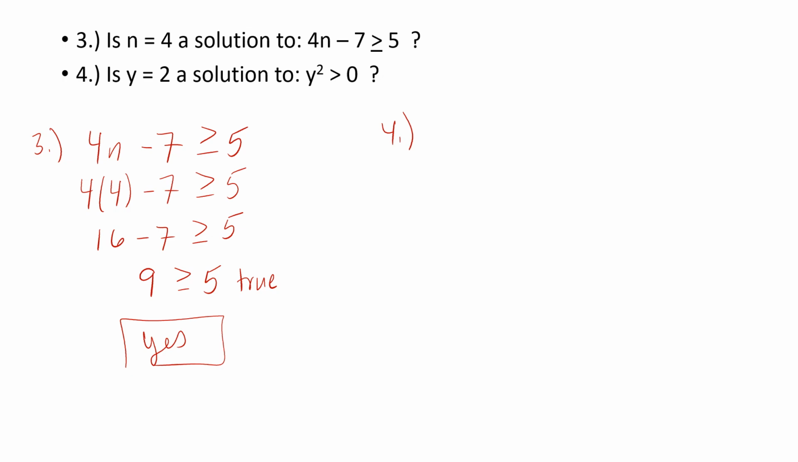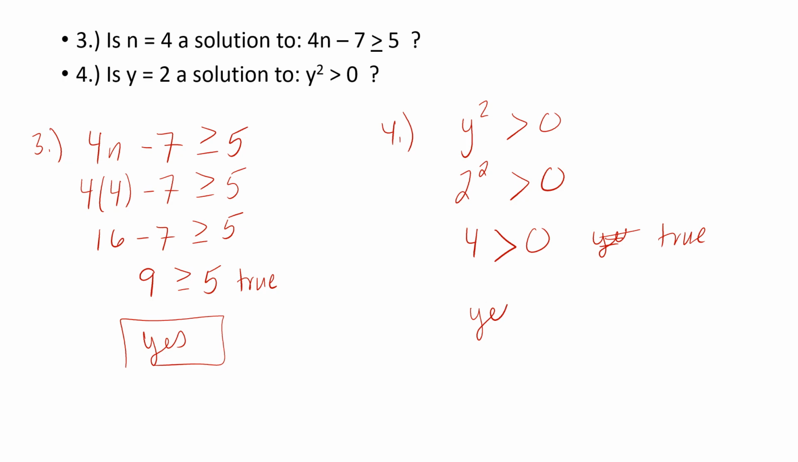For number 4, we have y squared is greater than 0. And later on in your algebra journey, this will be known as a positive interval where something is greater than 0. So we'll go ahead and plug in y is equal to 2. And we have 2 squared, and we get 2 squared is 4. 4 is greater than 0. And that is, oh, I should write the word true there. And so our answer is yes.